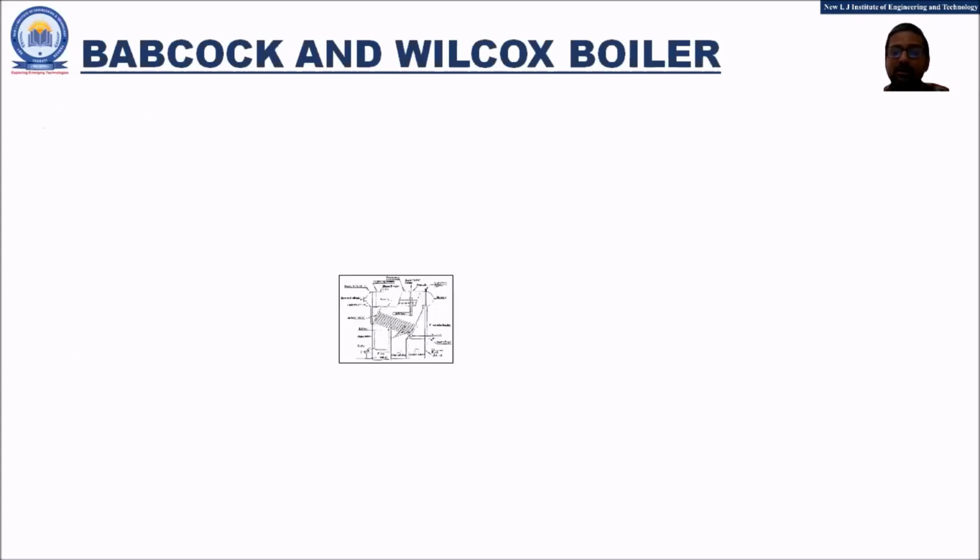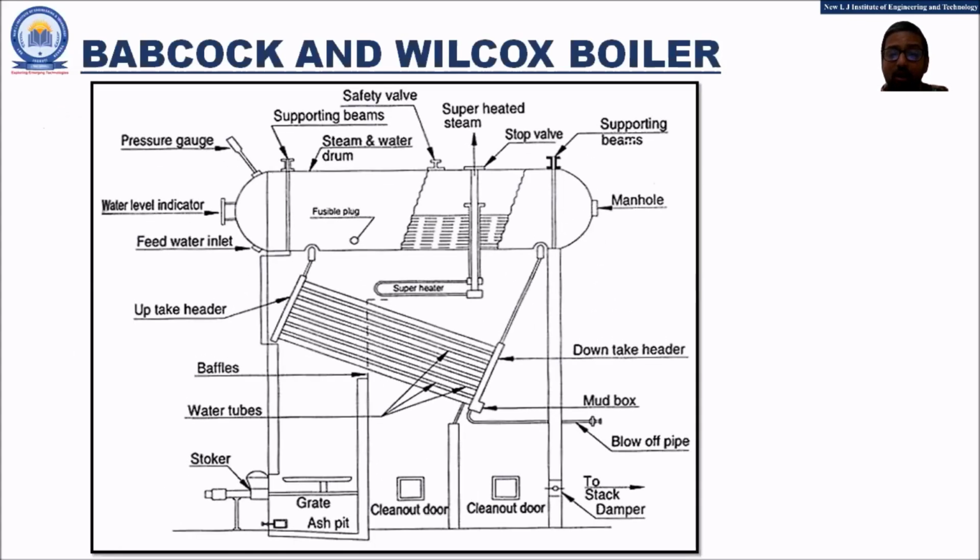Let us now understand the working of the most important boiler, that is the Babcock and Wilcox boiler. And friends, in thermal power stations, thermal power plants, we are using this type of boiler to generate the superheated steam. So in the Rankine cycle, the boiler which you studied was of the type of the Babcock and Wilcox boiler.